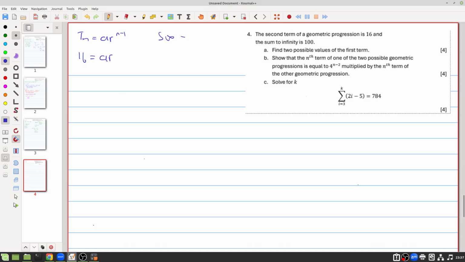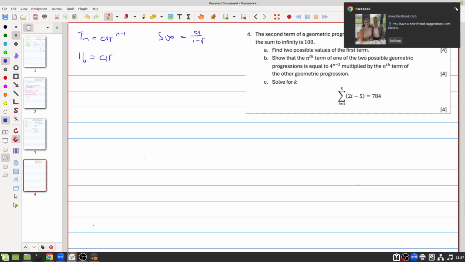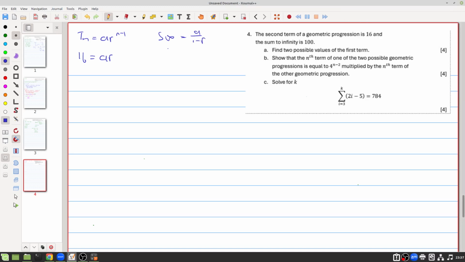And we also know the sum to infinity. So sum to infinity, remember, that's a over 1 minus r. So the sum to infinity in this case is 100. So we know that 100 equals a over 1 minus r. So now we have two equations. Let's call that equation 1 and that equation 2, and then we'll solve them simultaneously. Okay, so we need to find two possible values for the first term. It doesn't matter if you get a or r by itself first. It really doesn't matter.